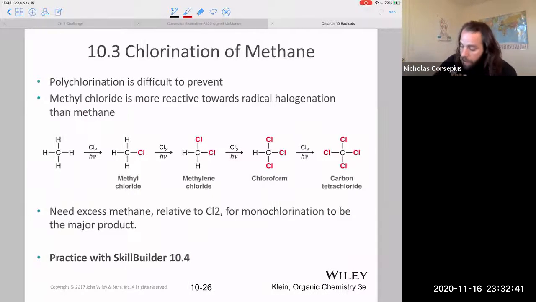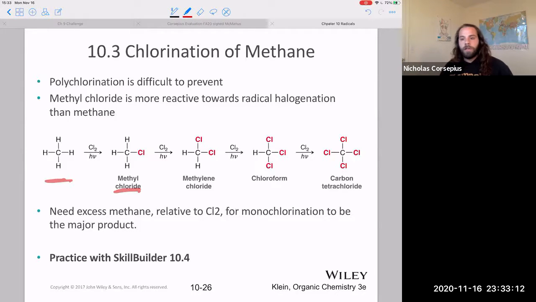Okay, now, because of the nature of this mechanism, there's nothing to stop it from going again and again and again. In theory, you can have as many chlorinations as you have hydrogens, right? There's no way to really stop it, because this species here, this methyl chloride, is pretty much just as reactive as the methane to the chlorine, and specifically the chlorine radical.